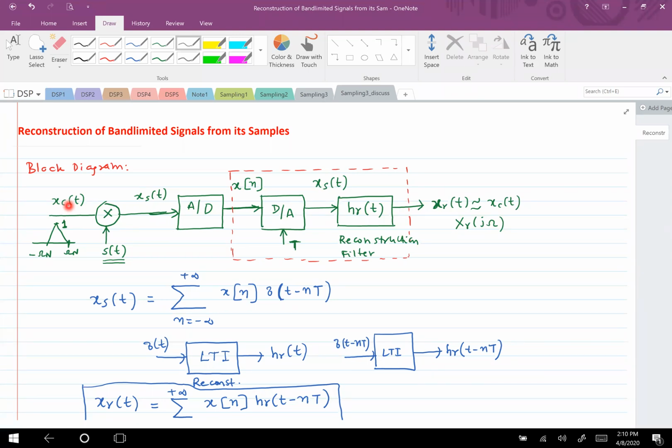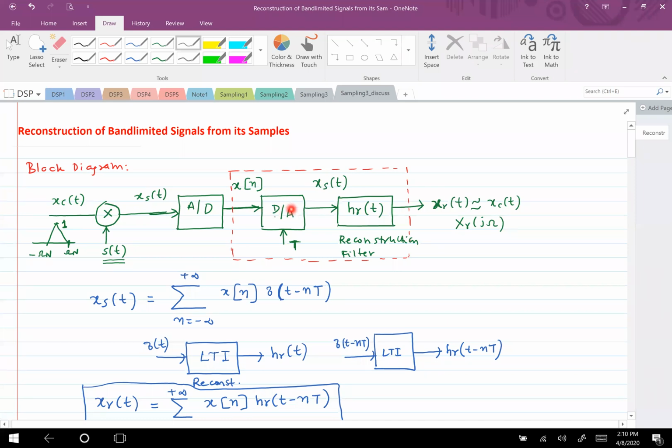Now we go to the other counterpart, where you are given x of n. Suppose you want to construct back the continuous time signal, which ideally should be equal to the original continuous time signal xc of t with which you started. Just like analog to digital conversion took us from xs of t to x of n, what we do now is a digital to analog conversion.